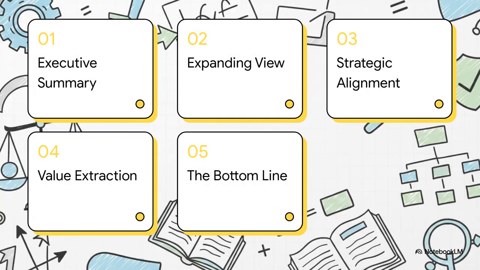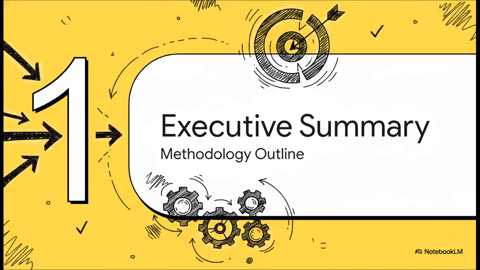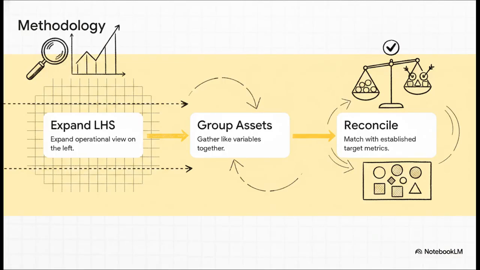To keep us out of the operational weeds, we'll follow a strict 5-step methodology. The executive summary, expanding our operational view, strategic alignment, value extraction, and finally, the bottom line. Starting off with step 1, the executive summary, let's outline exactly how we're going to dismantle this. Our methodology here is brilliantly simple, yet totally crucial for this kind of audit.